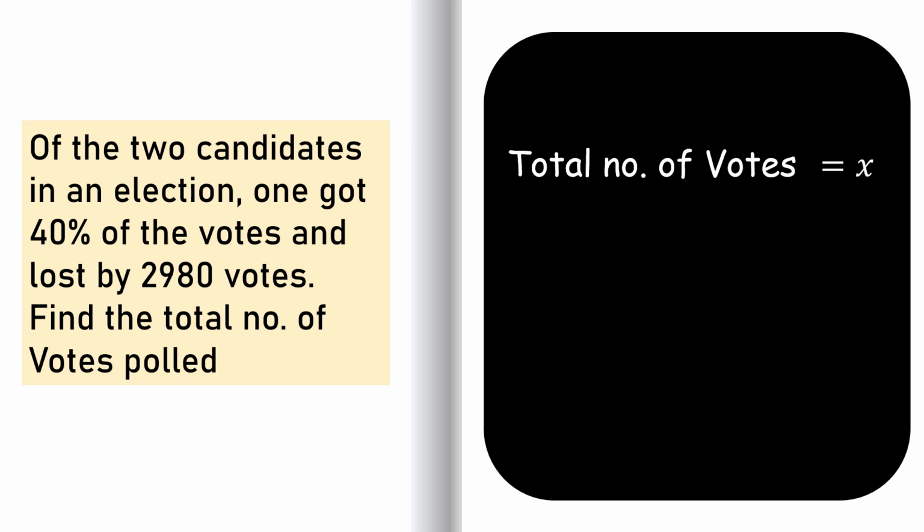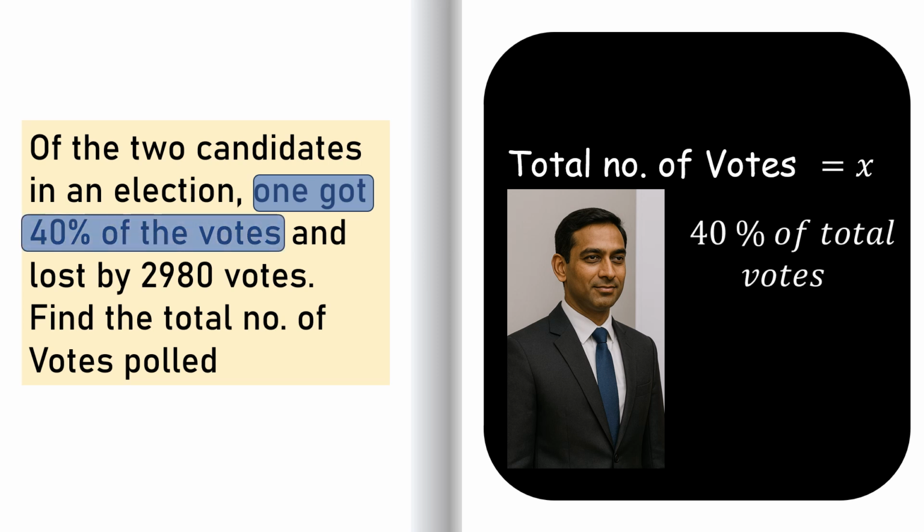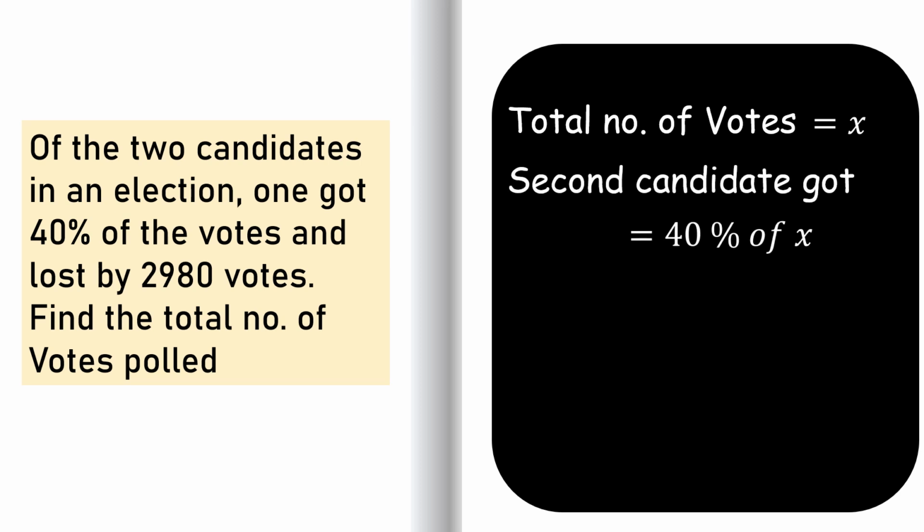The second candidate, who didn't get enough votes to win, got 40% of the total votes. That means this candidate got 40% of X. So, we can write, runner-up candidate got 40% of X votes.